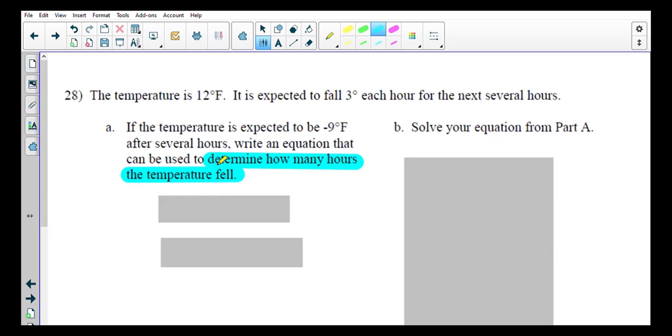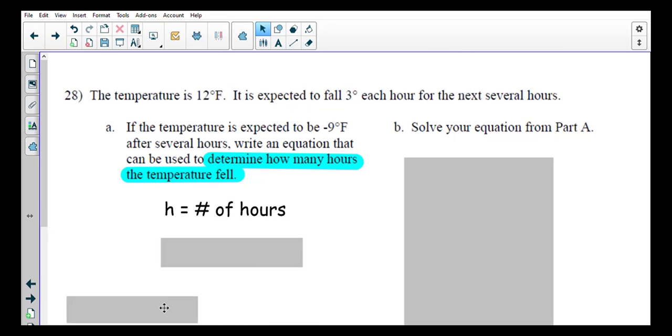So we're trying to determine how many hours the temperature fell. That's going to be H equals number of hours. Let's go back to our information here. We know that the temperature began at 12 degrees Fahrenheit. So that's what we're starting at. And it's expected to fall 3 degrees. So falling indicates subtraction to us. And it's falling 3 degrees each hour.